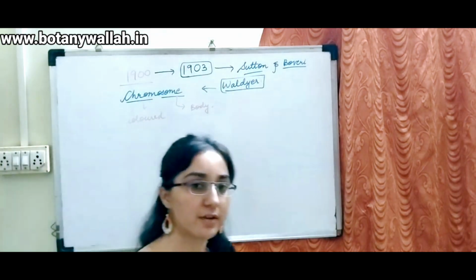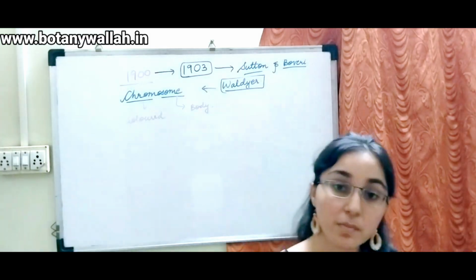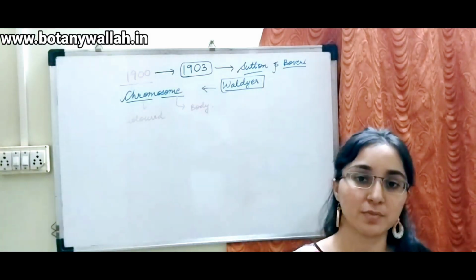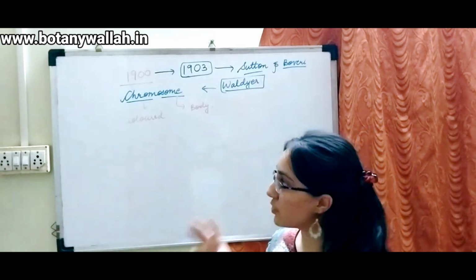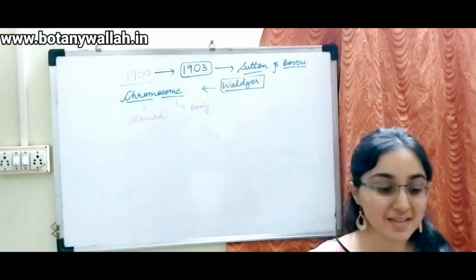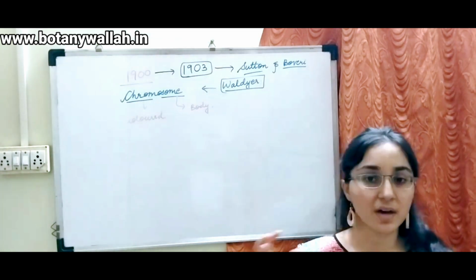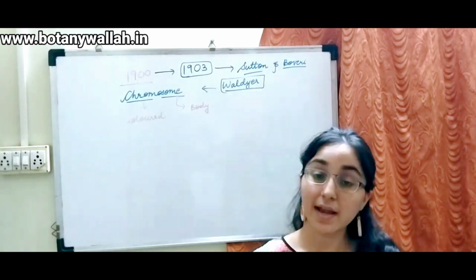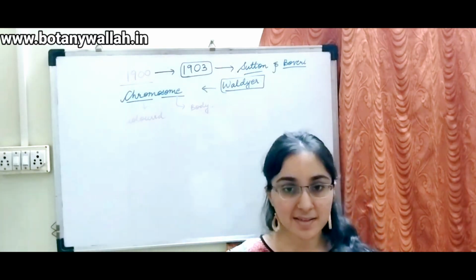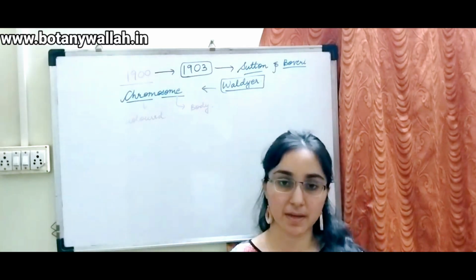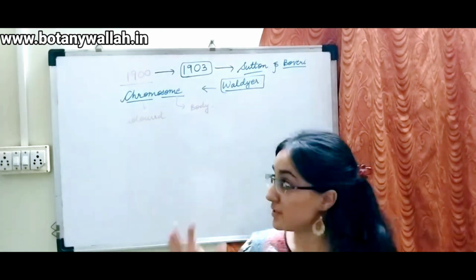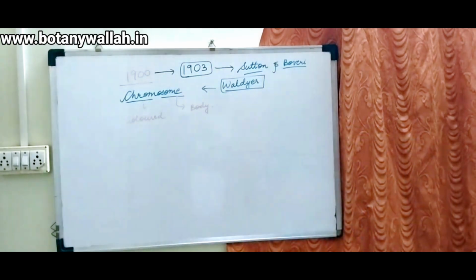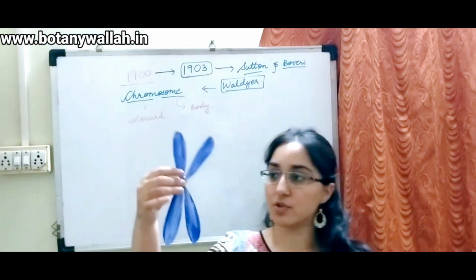In 1903, the theory of chromosomal inheritance was discovered. The chromosome is a colored body, and the main function of the chromosome is inheritance. It carries the genetic information from the parents to the offspring. So this is a chromosome.